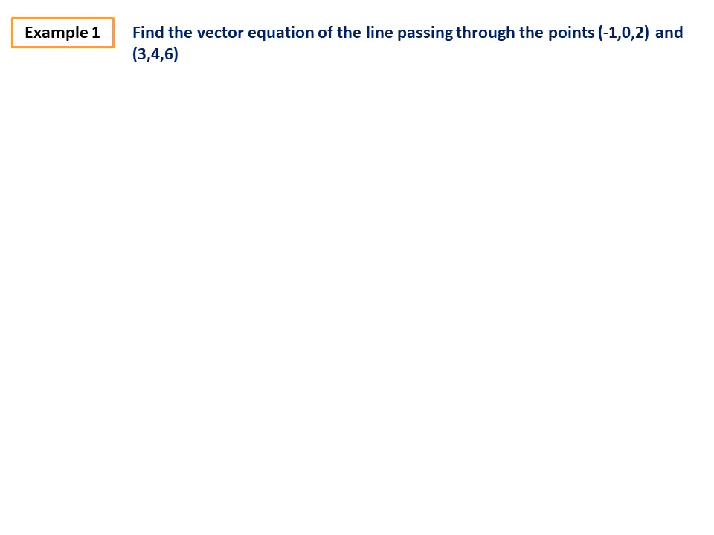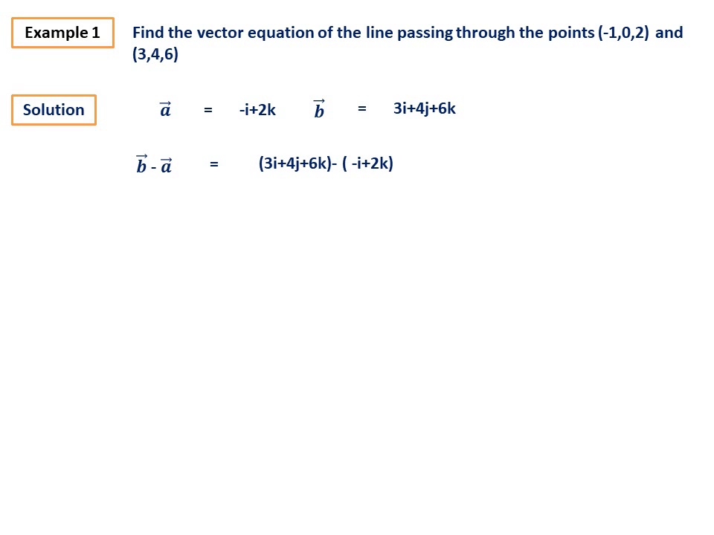Let us take one example. Find the vector equation of the line passing through the points (−1, 0, 2), that is the first point, and (3, 4, 6), second point. Solution: A here is −i + 2k, because the j component is 0. Then B is 3i + 4j + 6k. Now B minus A you can calculate first. The separate step is not actually necessary, but I have shown it: 4i + 4j + 4k after simplification.